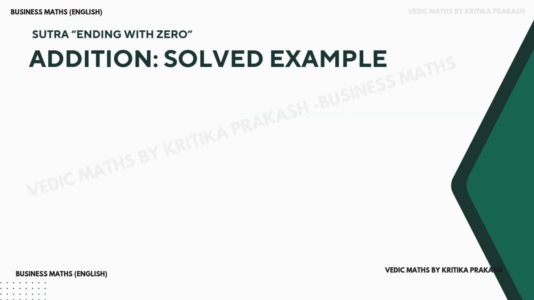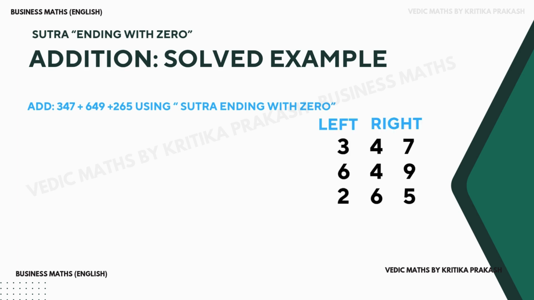Similarly, in another example, we need to add 347, 649 and 265 using this Sutra ending with 0. Again, we would classify all the numbers from left to right. Remember, here the left side is 3, 6 and 2 and the right side is 4, 4 and 6, 7, 9 and 5. So in the very first step, we would add all the numbers on the left hand side. So we have 3 plus 6 plus 2, which gives us 11.